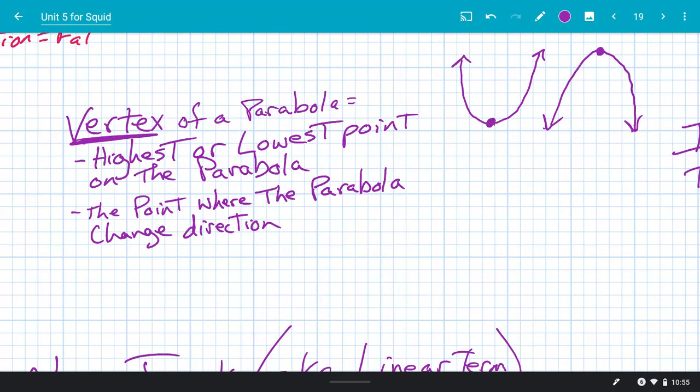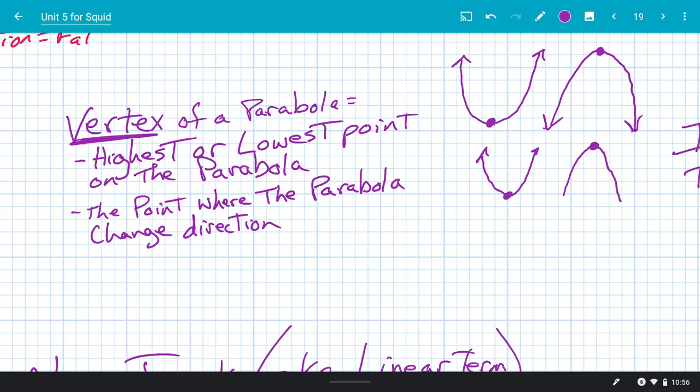For example, if I'm drawing this parabola and I'm going down, down, down, down, and then up, up, up, up, that point right there where it changed direction is called the vertex. Or if I'm drawing one like this that's going up, up, up, and then down, down, down, that point where it changes direction is called the vertex.